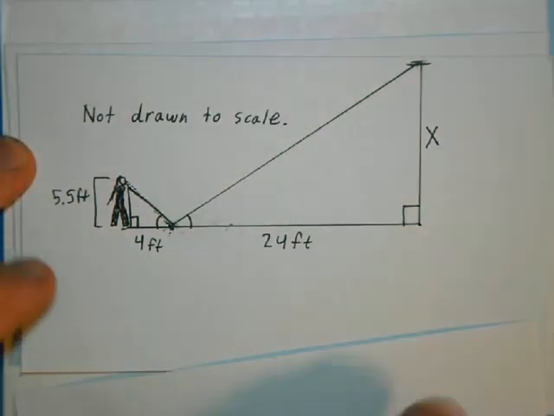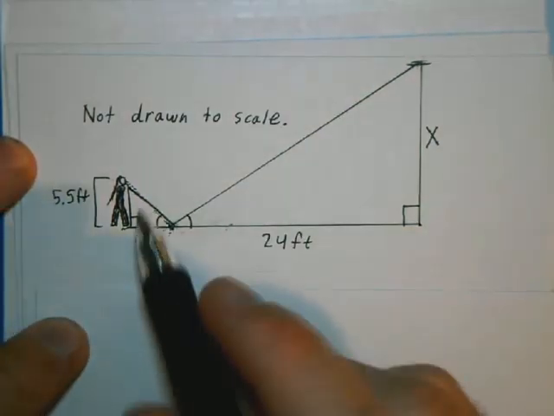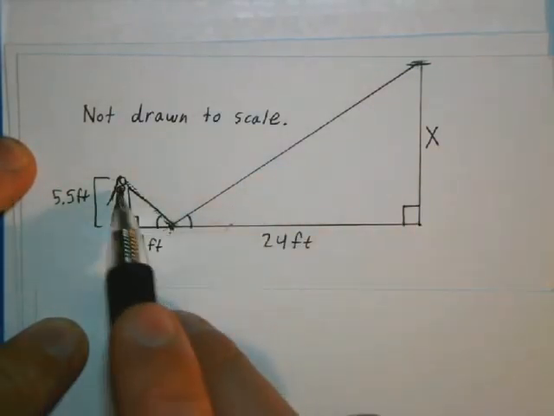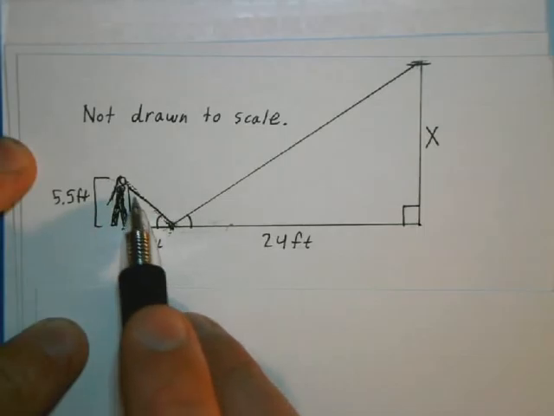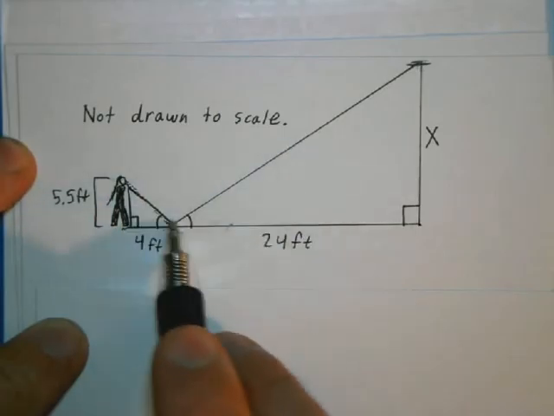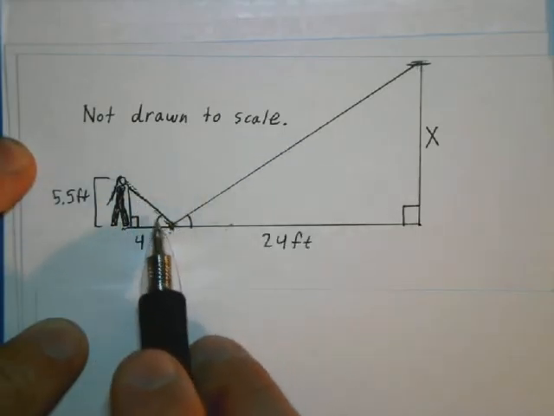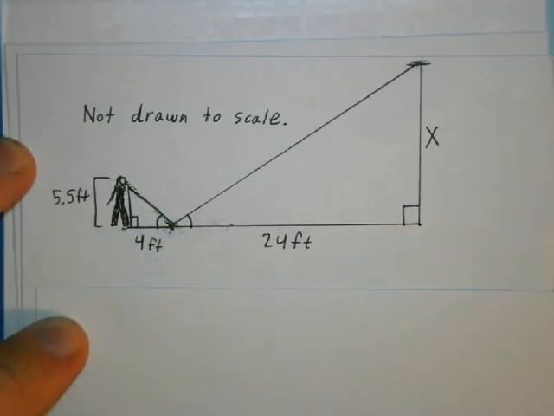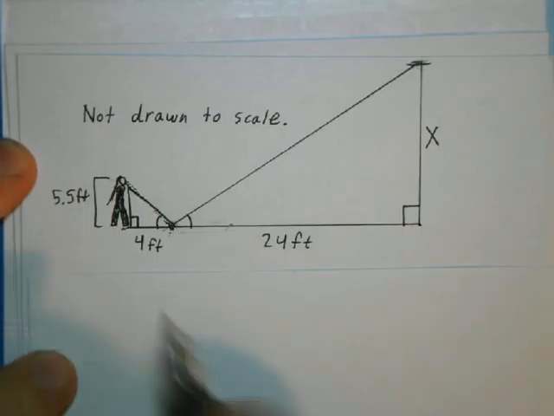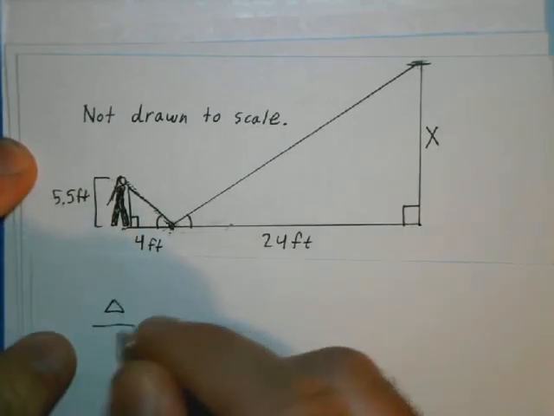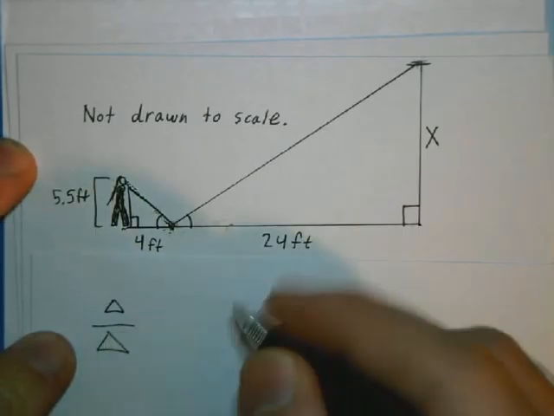So if we do this, notice how it creates two right triangles. The mirror, the line of sight, the reflection: the light bounces off or reflects at an angle that's similar, so these two angles are going to be congruent. So we can use the properties of similar triangles. We're going to set up a proportion, with our little triangle over our big triangle.